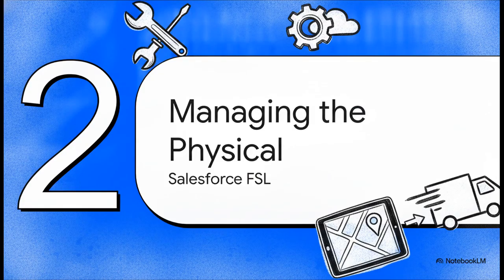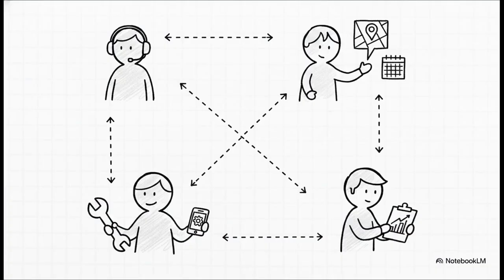Moving on to Section 2, managing the physical with Salesforce FSL. Managing this kind of massive logistical machine relies entirely on human orchestration. Salesforce FSL really revolves around four main personas. You've got service agents, who take that initial customer call and create a case. Then you have dispatchers, who look at these incredibly complex schedules to send the exact right person for the job based on skill, availability, and proximity.